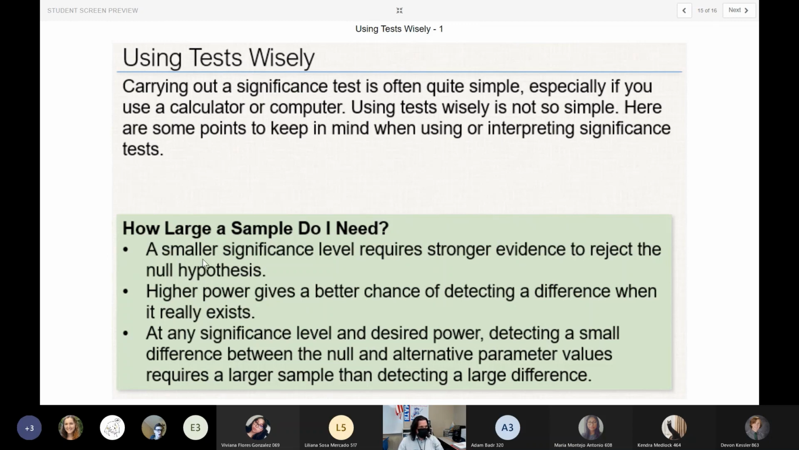How large of a sample do you need? A smaller significance level requires stronger evidence to reject the null hypothesis. Right, so the smaller you get with alpha, the stronger evidence that you need. Right? Larger alpha, less evidence, so to say. Higher power gives a better chance of detecting a difference when it really exists. So if we can increase the power, that helps our chances. At any significance level and desired power, detecting a small difference between the null and alternative parameter values requires a larger sample than detecting a large difference.